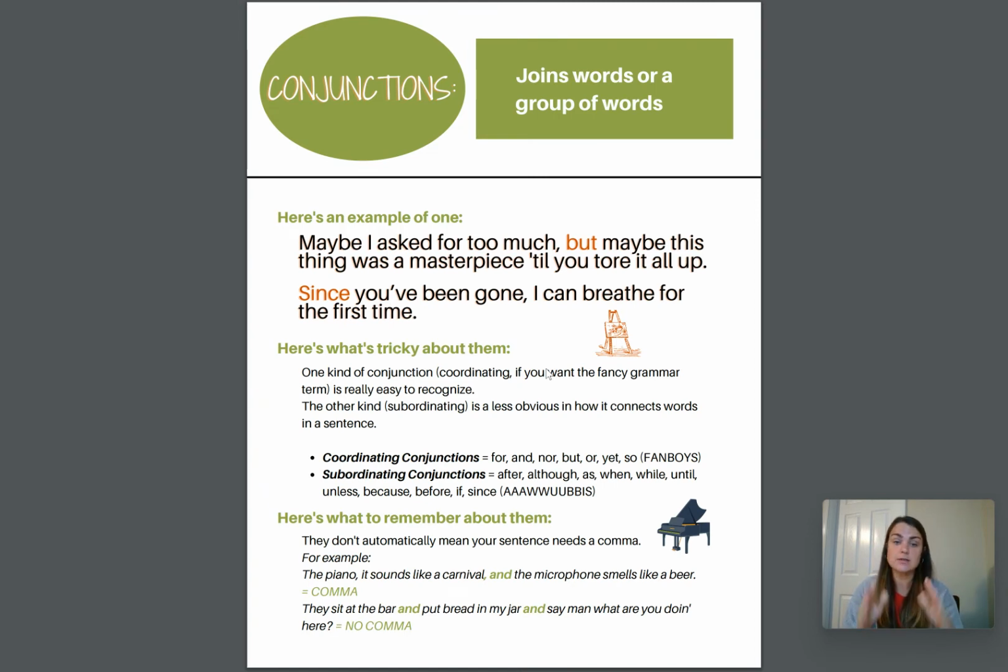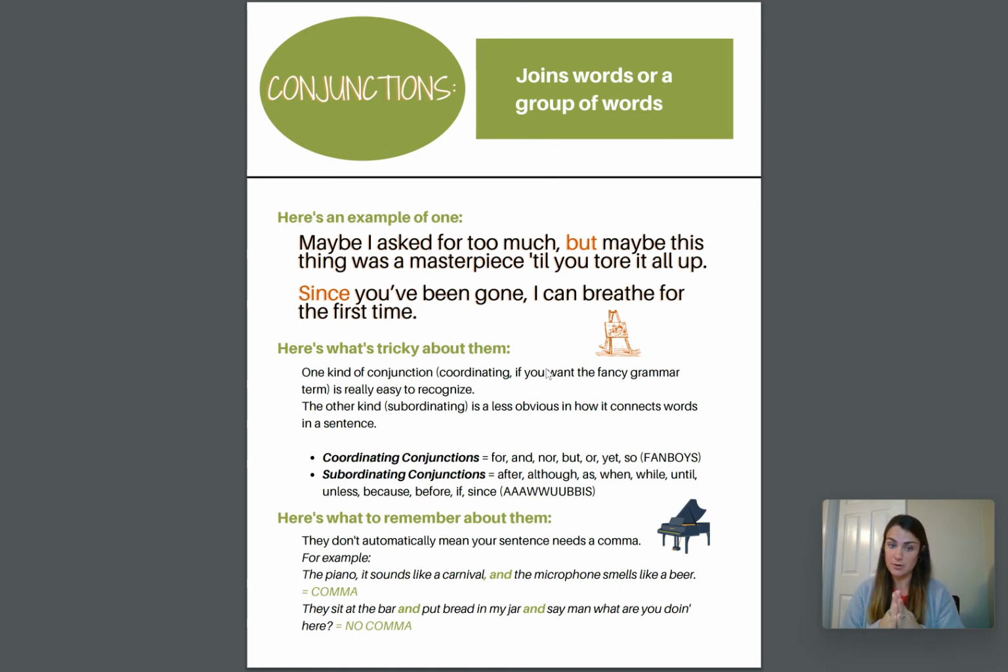If you're memorizing things, those are two good things to memorize, because when you get to the rules later about how to use conjunctions and when you need commas with conjunctions, knowing the difference is really going to help you. So definitely write those down. Coordinating conjunctions are your FANBOYS. You've probably heard a teacher say that before: for, and, nor, but, or, yet, so. Subordinating conjunctions are your AWUBIS words: after, although, as, when, while, until, unless, because, before, if, since. It's a longer acronym, but if you memorize those, it's going to help you when you get to the comma rules that come when you're being tested.